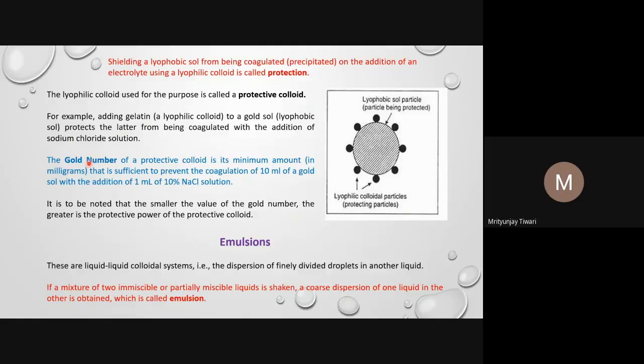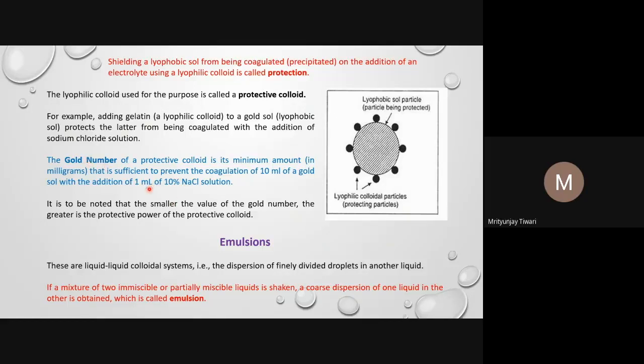And the minimum amount of the lyophilic colloid, in milligrams, which is enough to prevent the coagulation of 10 ml gold salt. So 10 ml of a gold salt with the addition of 1 ml of 10% NaCl solution. And this is called the gold number.